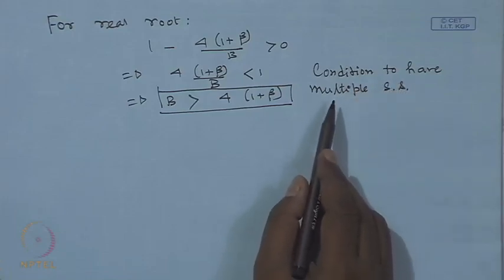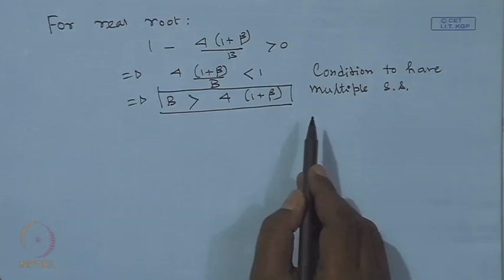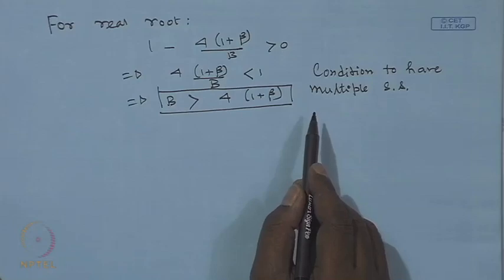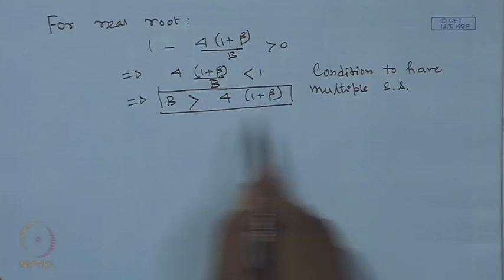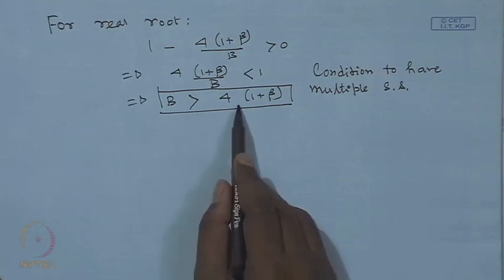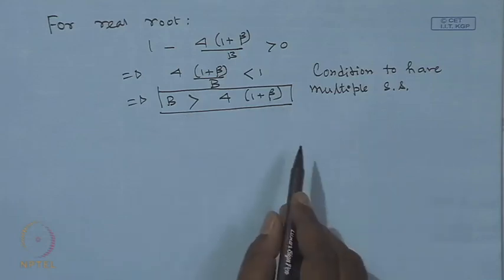This is just a counterpart of whatever we have obtained for the condition of having the unique steady state of this problem. If you remember, the condition we obtained from contraction mapping for existence of a unique steady state is b less than 4 into 1 plus beta. So, obviously, when b is greater than 4 into 1 plus beta, that is the condition for multiple steady state, and we have derived that.